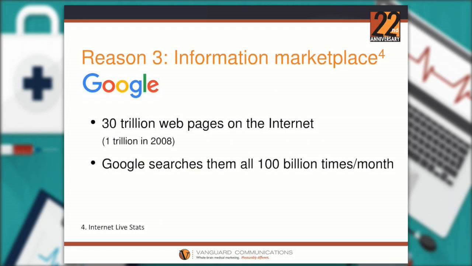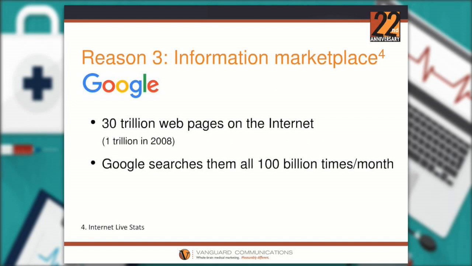Reason number three is that the internet is really an information marketplace. Google tells us that they can look at 30 trillion web pages on the internet. And by the way, that's up from 1 trillion in 2008.